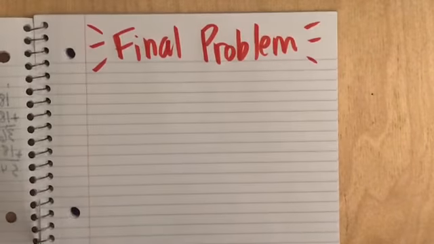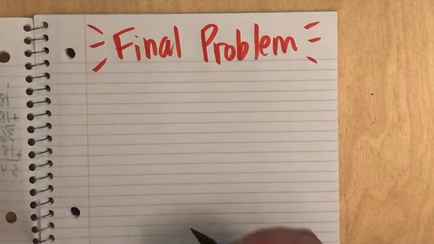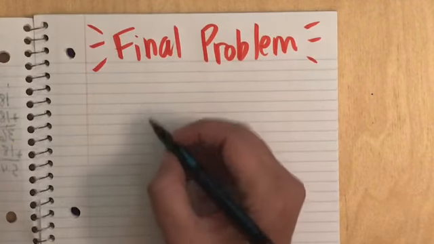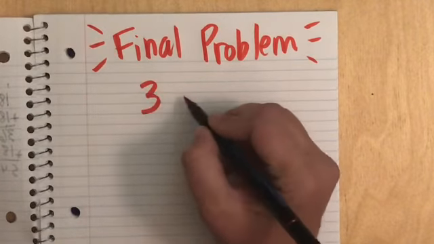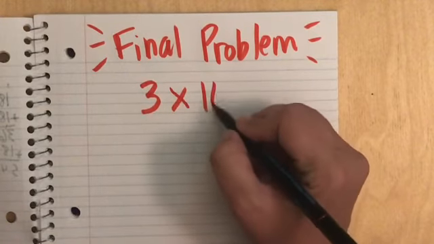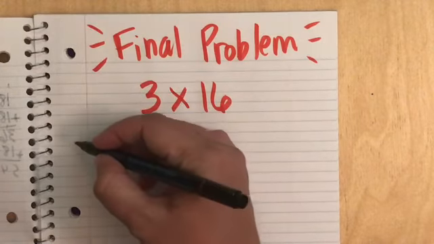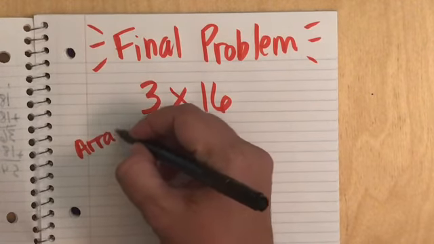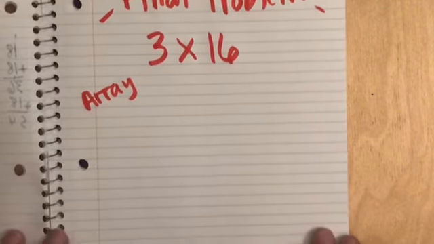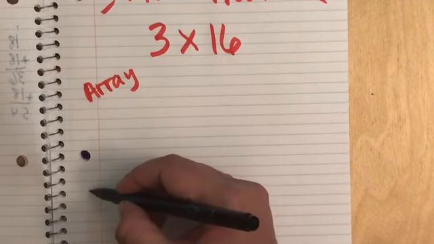Final problem. All right, your final problem today is going to be 3 times 16 equals. Go ahead and figure out what 3 times 16 is using your array first. So do your array. And then I want you to do it again using your associative property.